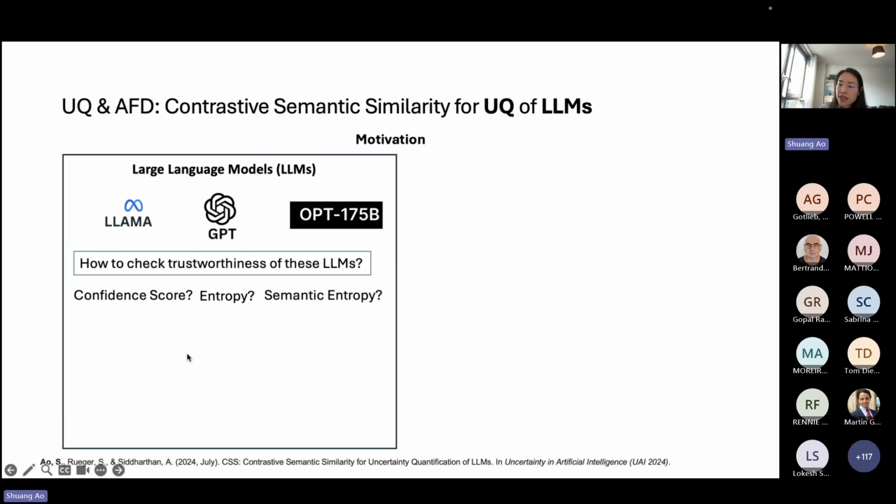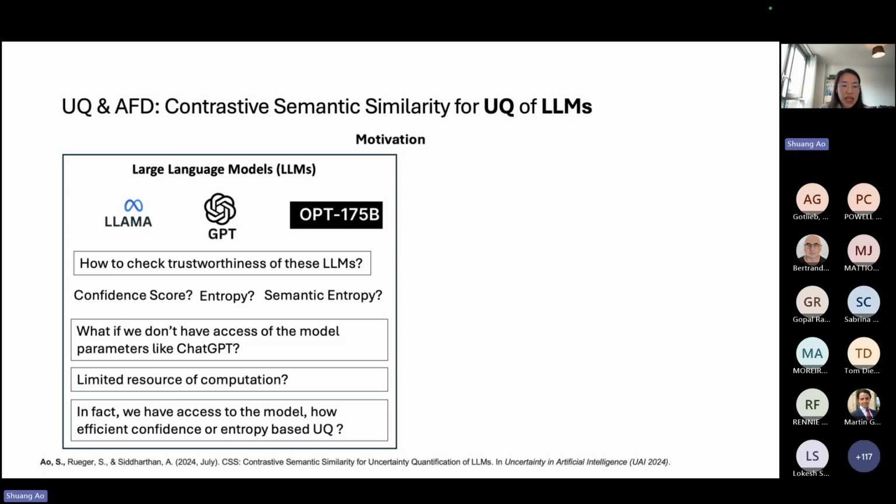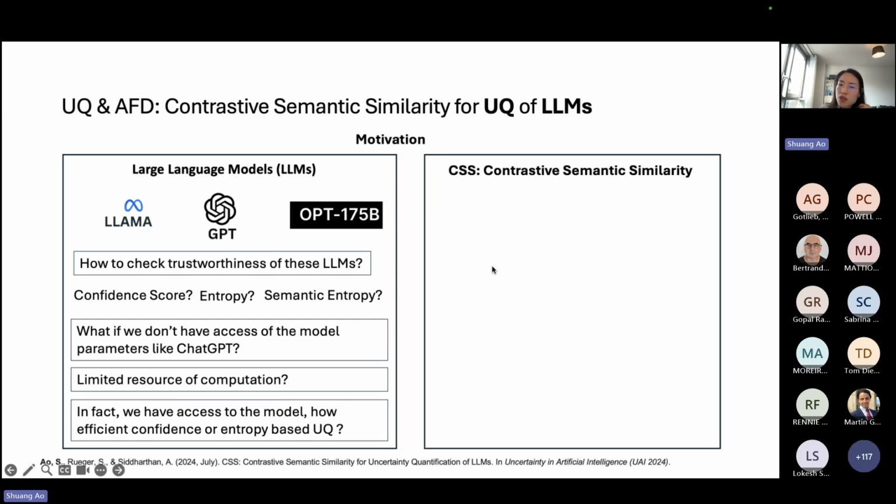In language generation tasks, such as question answering or dialogue summary, we see the language not only token by token or phrase by phrase. We want to see the semantic meaning, so we can use semantic entropy to see the trustworthiness. And what if we don't have access to the model parameters, and we don't have enough resources for the computation? Even if we have all this, how efficient is the confidence or entropy based uncertainty quantification? To answer all these questions, we propose our method.